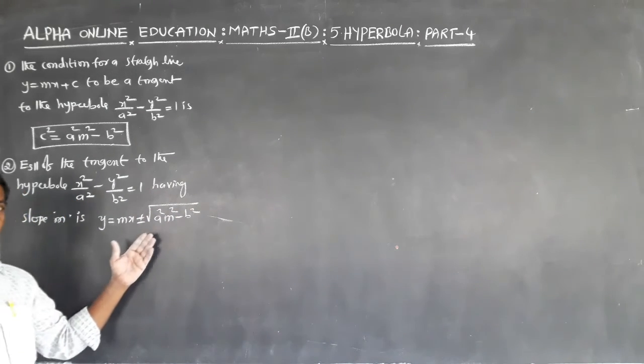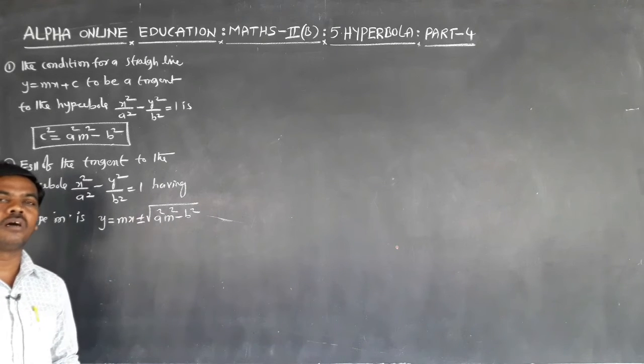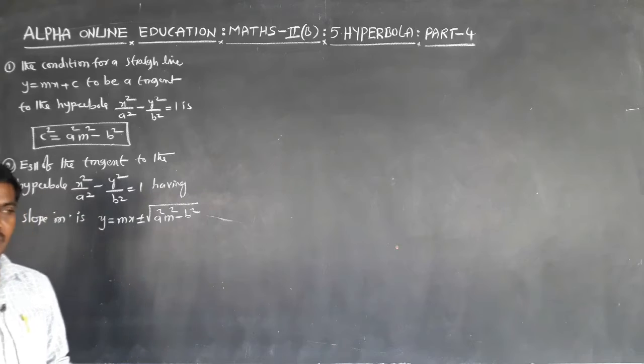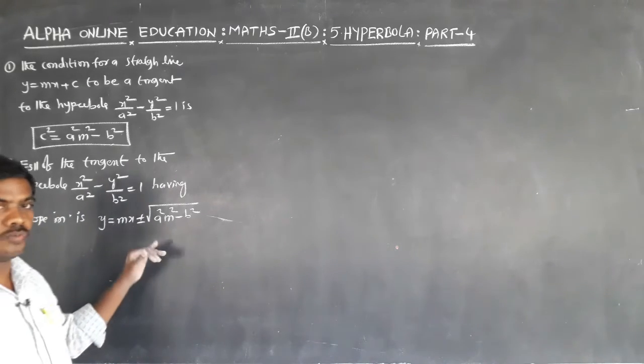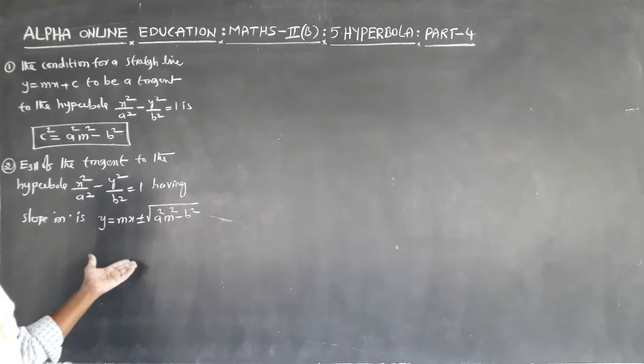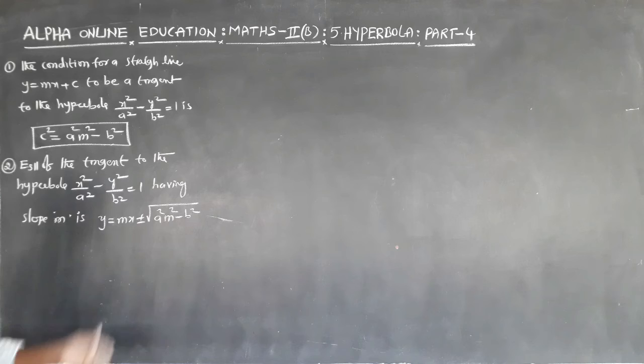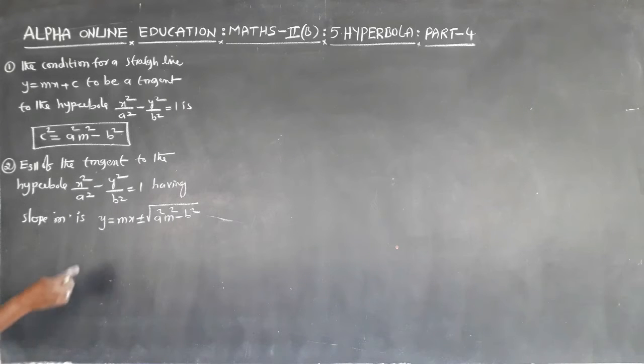This is the equation of the tangent to the hyperbola x square by a square minus y square by b square equal to 1 having slope m. Here, given the slope of the line, find the equation of the tangent by the formula y equal to mx plus or minus under root of a square m square minus b square.